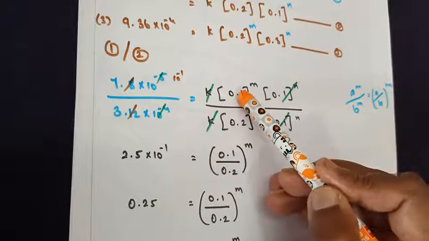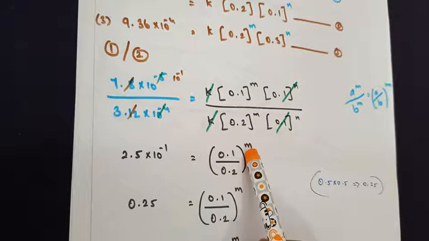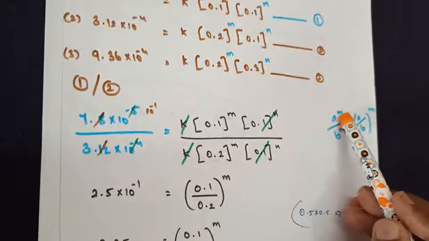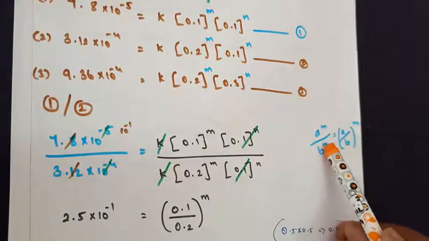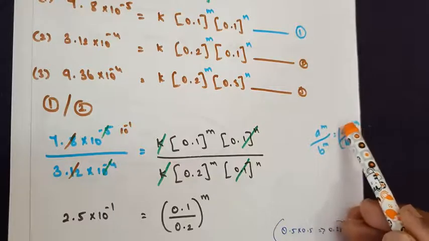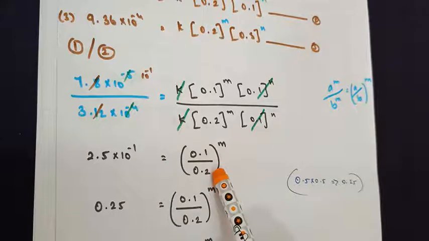You have 0.1 by 0.2. Now why am I writing the whole thing to the power 3? Here again, laws of exponents. If you remember, a to the power m by b to the power m can be written as (a by b) to the power m. So that simplifies our steps here.